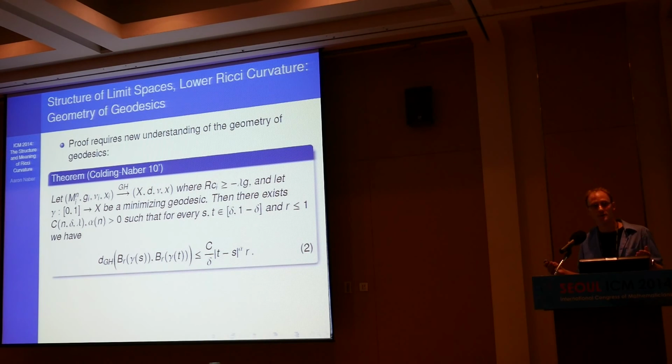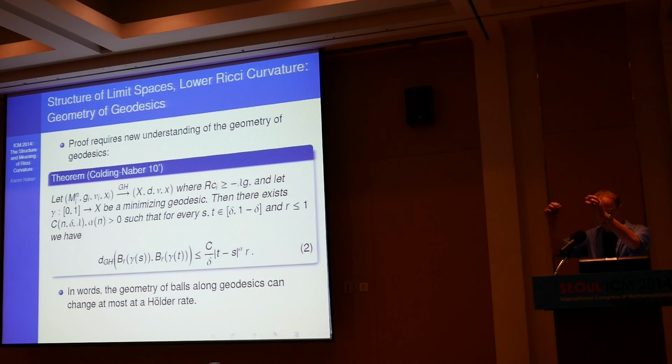And in particular, what this theorem says in a very nice, precise way is that if you take a minimizing geodesic on a metric space, which arises as a limit of spaces with lower Ricci bounds, then the geometry along the interior of this geodesic can't change quickly. It actually has to change at a continuous rate. More precisely, if we take two points and look at two balls around those points, and these points are on the interior of a minimizing geodesic, those balls must be Gromov-Hausdorff close to each other. They can't move that quickly in geometry as you're moving along.